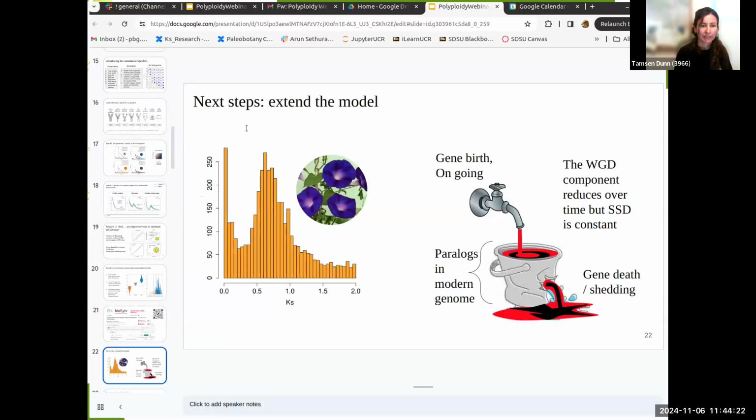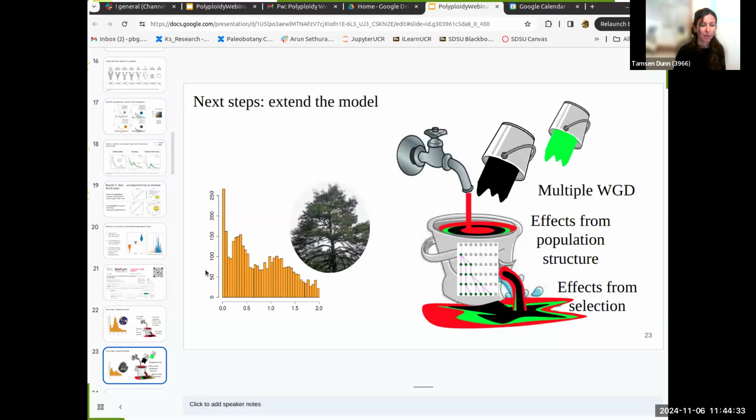So the next step I have is to extend the model. While this fits for a single whole genome duplication and fairly clean small scale duplications, we have these other more complicated KS histograms. For example, here's one with multiple peaks and shapes that don't really fit our predictions very well. So what's going on there? To add multiple whole genome duplications to the simulation I have, that's not too difficult, but I'll be working on that. And then also I want to include the effects from population structure and selection. So that's what I'll be working on in the coming months.